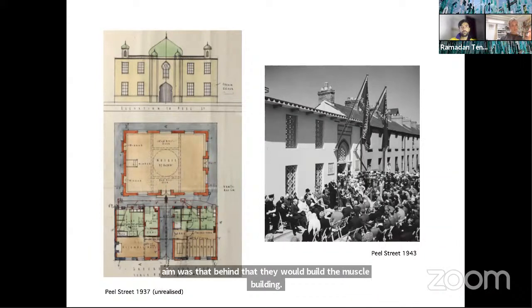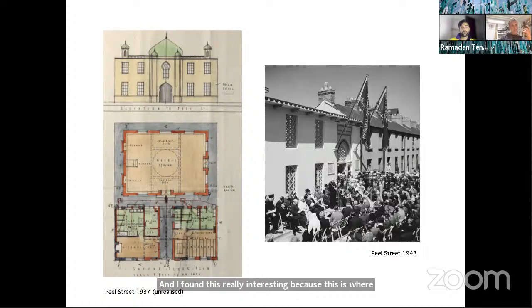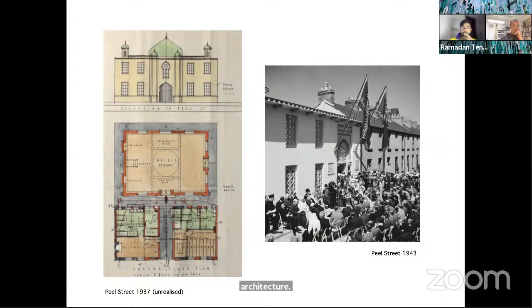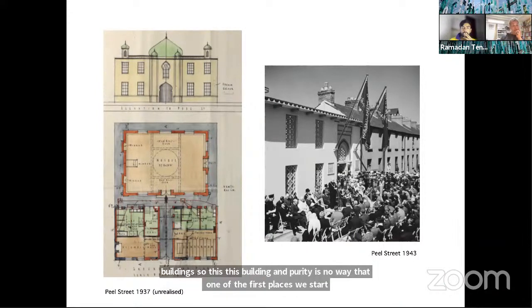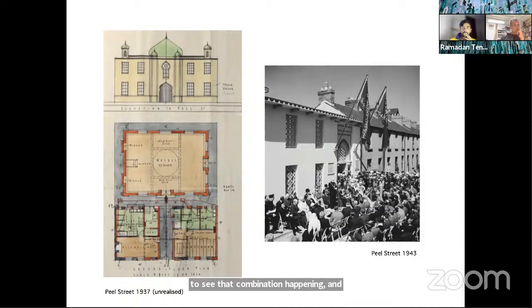And I found this really interesting because this is where you start to see this fusion of the existing local architecture of the city, in this case Cardiff, and the introduction of new idioms of Islamic architecture. You start to get that combination of architectural styles and therefore of cultural histories coming together in these buildings. So this building in Peel Street is in a way one of the first places where you start to see that combination happening. And I find it a really evocative, interesting relationship.